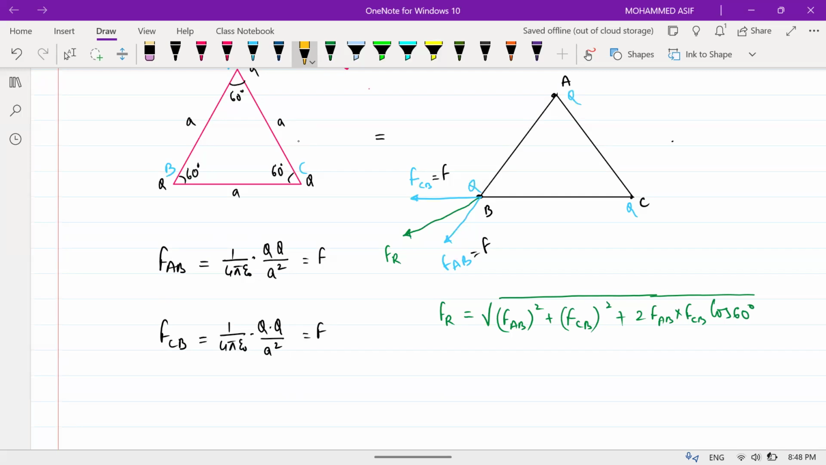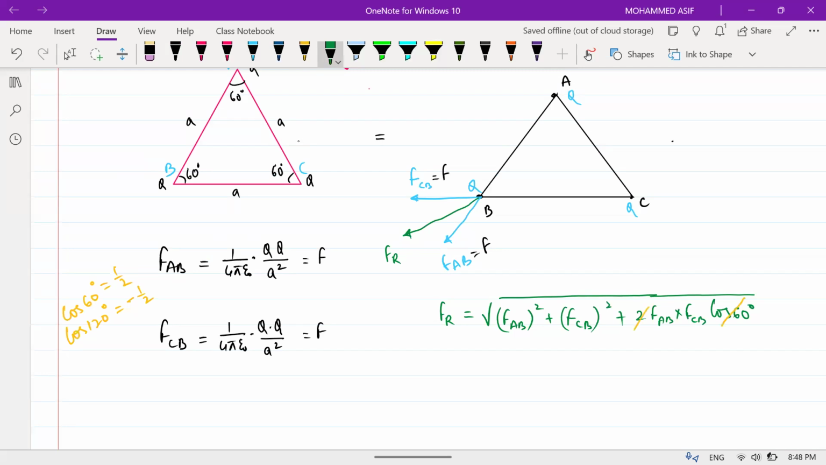1 by 2. Yes, sir, 1 by 2. Cos 60 is 1 by 2. What is cos 120? Minus 1 by 2. Remember it. So cos 60 is 1 by 2, so this value will get cancelled.